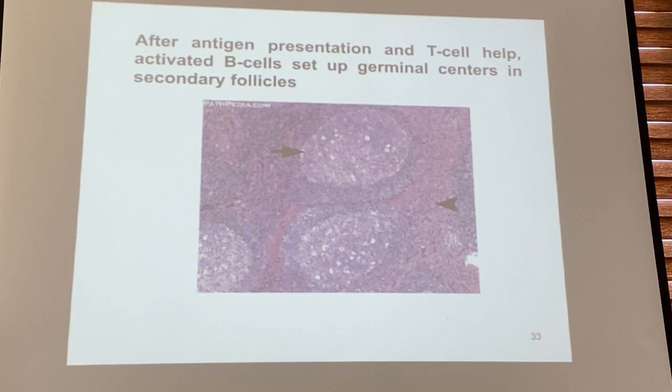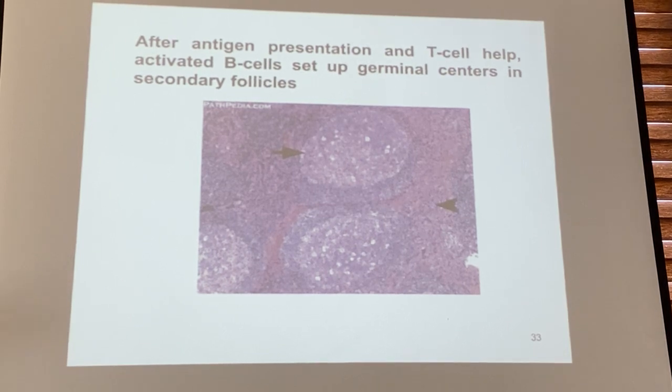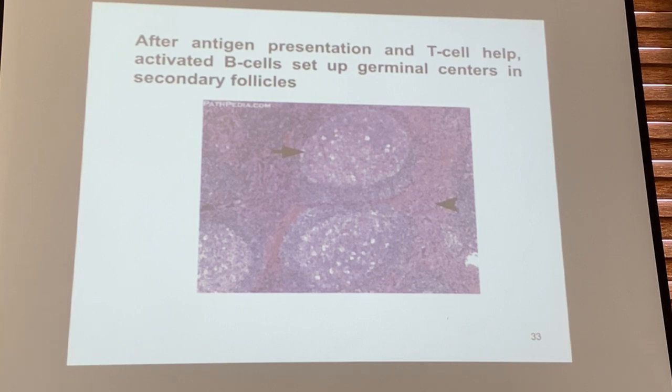The white pulp appears like this, or acquires the germinal center. How or when? After it becomes activated. The B lymphocytes inside the white pulp, after they become activated, when the antigen presenting cells activate these B cells, they acquire these germinal centers, then the lymphatic follicles are called secondary follicles.